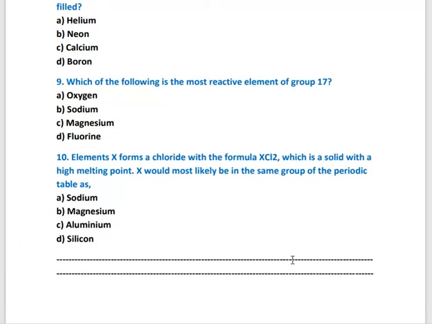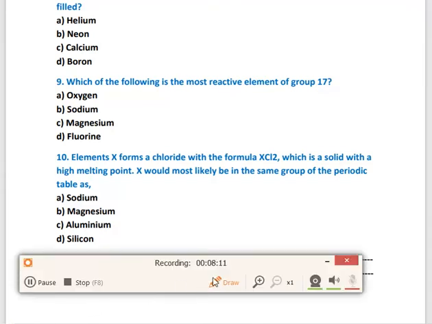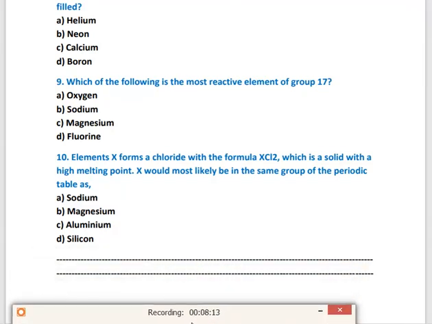Now let's move to question number 9. The ninth question is, which of the following is the most reactive element of group number 17? So can you guess the answer? Which element is the most reactive among group number 17? We have so many elements: hydrogen, chlorine, bromine. So which one is the most reactive among them? Yes, it's fluorine. Fluorine is the most reactive element of group number 17.